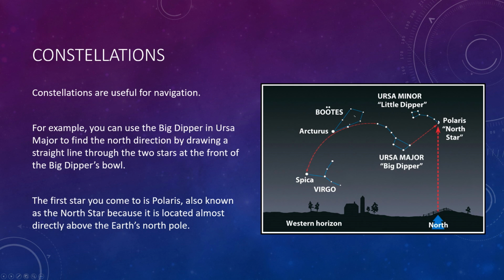Find the Big Dipper, use it to point to Polaris, and that is north. So, if you ever get lost, maybe that can help you.